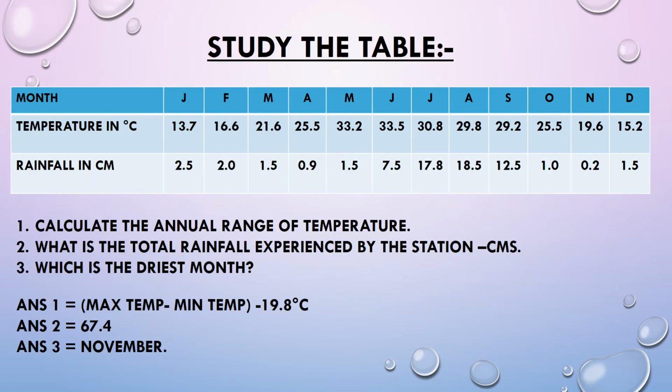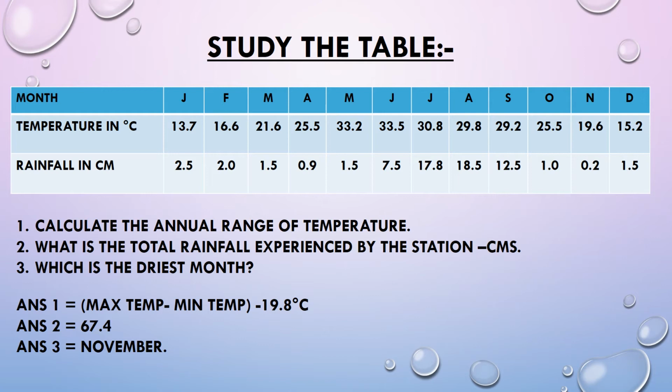Next one is the next table that we are going to deal with. Here there is only one station given, with month from January to December, temperature and rainfall given. Calculate the annual range of temperature. Again you are going to take the maximum temperature minus minimum temperature. So the maximum temperature is in the month of June, that is 33.5 degrees, and the minimum temperature is in January month, that is 13.7 degrees. So if you subtract the minimum from the maximum, you are going to get 19.8 degrees centigrade.